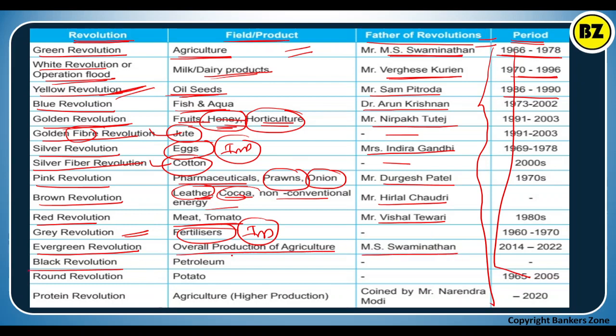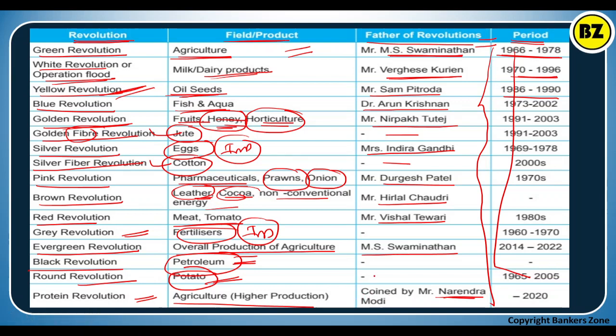Black revolution, black means petroleum, right? You know the color of petroleum oil and petrol, it is somewhat black, so you can easily remember. Round revolution, round, so potato is round in shape, so round revolution. Then protein revolution, it is agriculture for higher production, and this term was coined by Mr. Narendra Modi. Okay, so I think you will easily remember it.